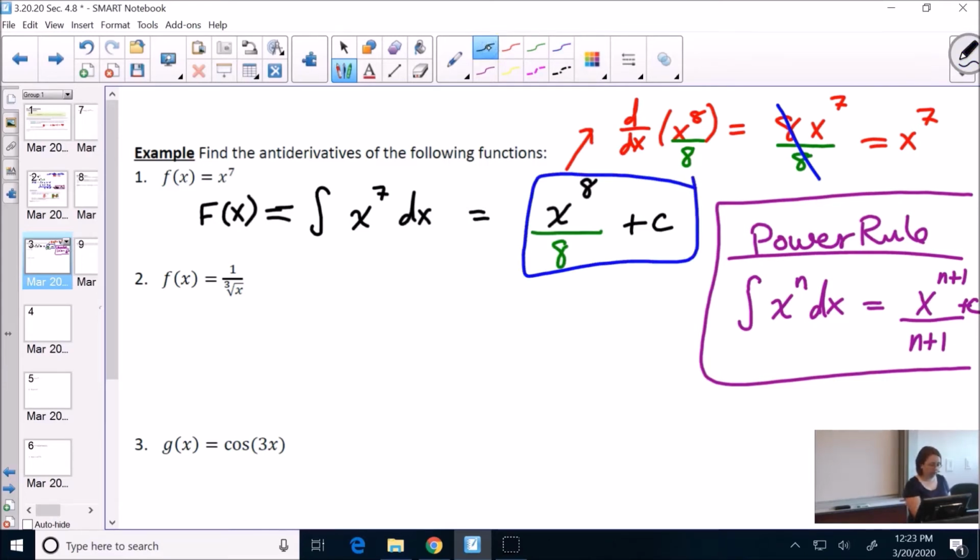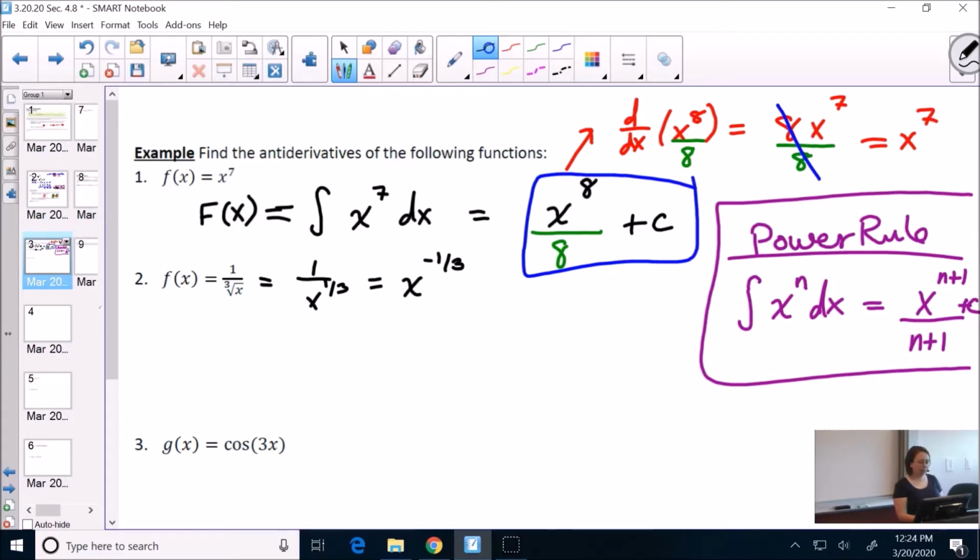Alright, let's try another one. So little f of x here. Again, just like with derivatives, we don't like roots when it comes to antiderivatives. So let's get rid of the root. So this is really 1 over x to the 1/3. But I really don't like fractions. Can we get rid of the fraction? We bring x upstairs. This is x to the negative 1/3.